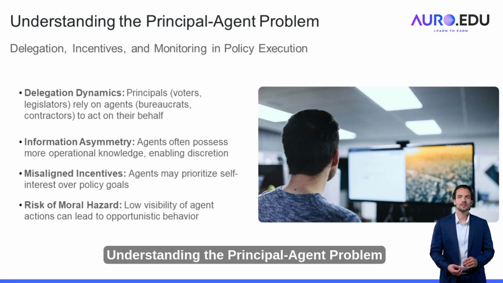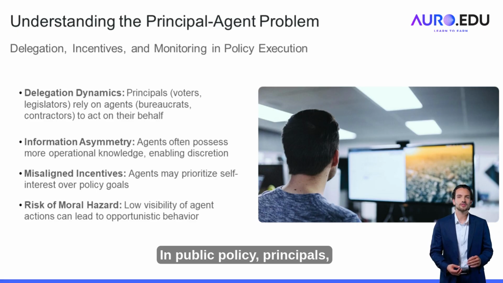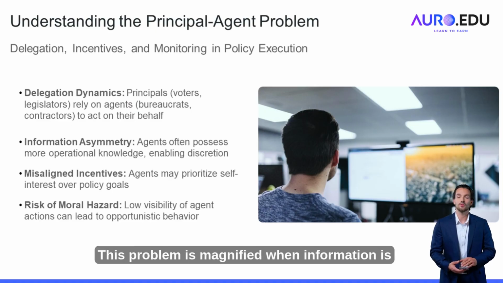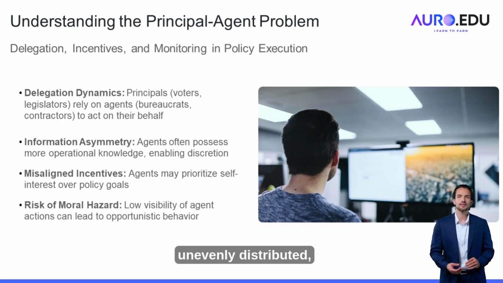Understanding the principal-agent problem. In public policy, principals, like citizens or politicians, delegate tasks to agents, bureaucrats or contractors. This creates risks. Agents may act in their own interest, especially when monitoring is weak. This problem is magnified when information is unevenly distributed.